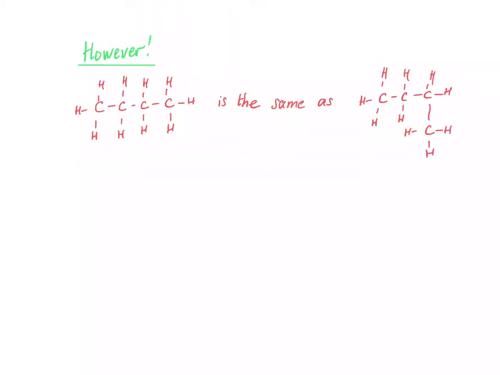One of the things that you do need to be careful of, however, is thinking that this molecule here is an isomer of this molecule. Although this has got a bend in it, it still has 1, 2, 3, 4 carbons all joined together in a line, and this has got 1, 2, 3, 4 carbons all joined together in a line. So this molecule is actually the same as this molecule.